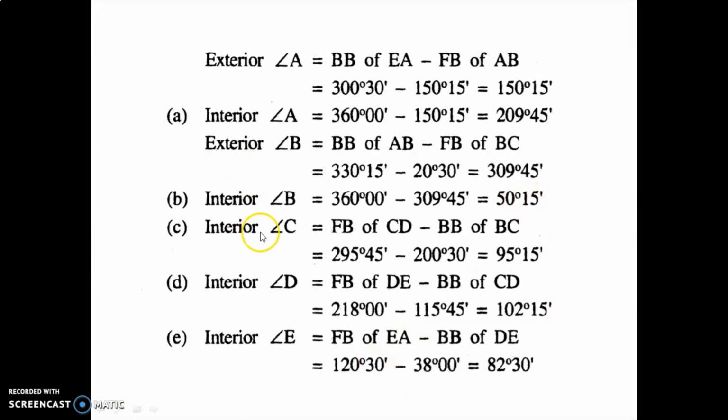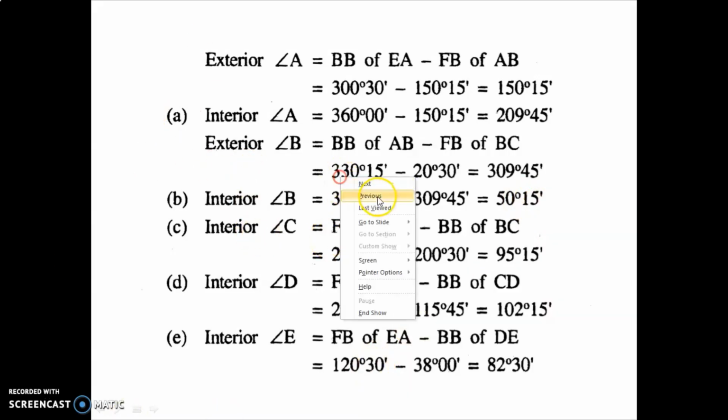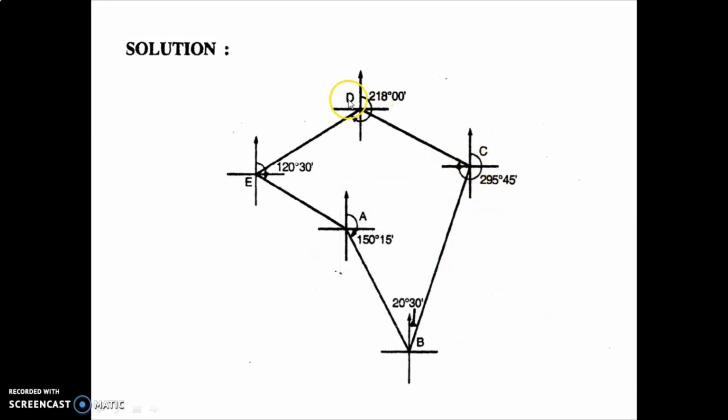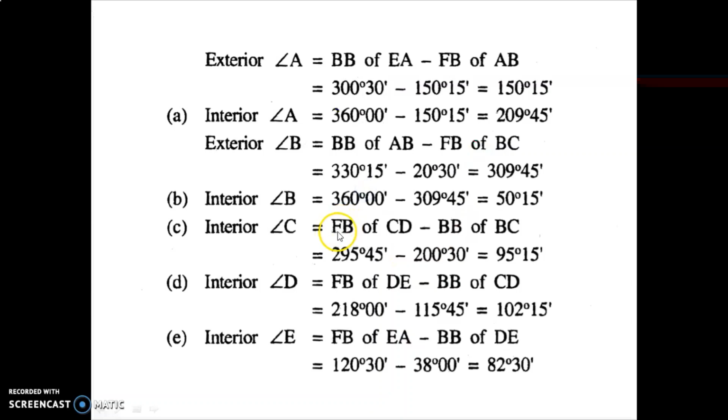In the same way, calculate angle C. Which two readings are required? From the figure, the forebearing of line CD and the back bearing of line BC. So forebearing of CD minus back bearing of BC. Here the forebearing is greater than the back bearing, that's why I deduct the back bearing of BC from the forebearing of CD. There is no fixed rule: whichever is greater, you deduct from that. Here the forebearing of CD is greater than the back bearing of BC, so we just take the difference. So 295 degree 45 minute minus 200 degree 30 minute, you will get 95 degree 15 minute.